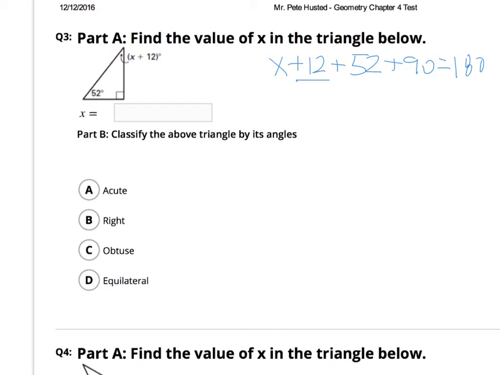You've got lots of like terms to combine here first. Then move them all over. That'll help you find the value of x. Part B, is this triangle acute, right, obtuse, or equilateral?